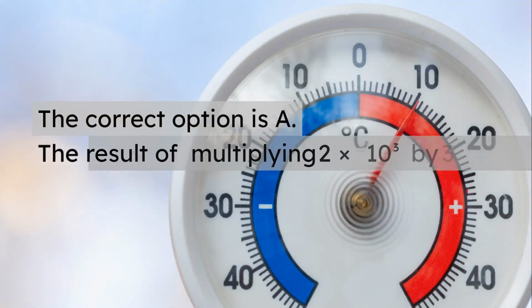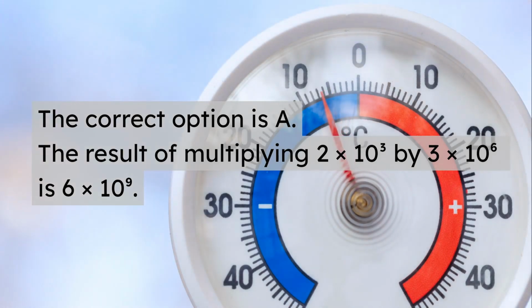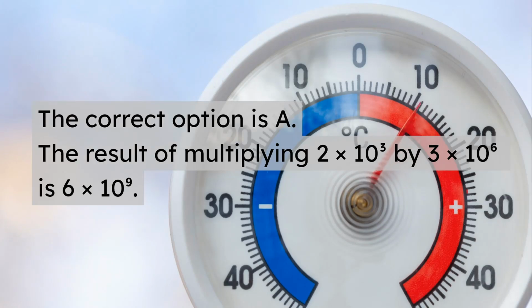The correct option is A. The result of multiplying 2 times 10 to the power of 3 by 3 times 10 to the power of 6 is 6 times 10 to the power of 9.